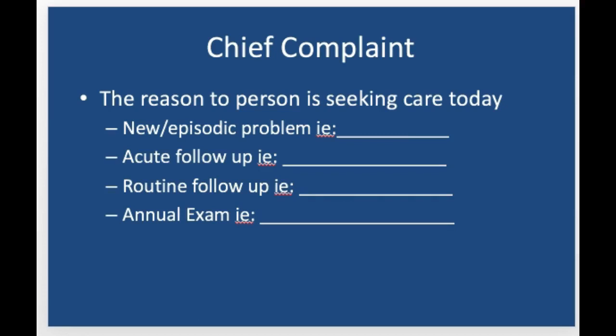The next part of the pyramid is the chief complaint, and this is the reason the person is seeking care today, the reason they're in the clinic today, or the reason you are involved with the patient's care today. So sometimes it's a new or episodic problem, like sore throat, cough, congestion. Sometimes it's an acute follow-up. So let's say the patient had pneumonia and you saw them last week, and you're seeing them today for follow-up pneumonia to make sure that it's resolved, to make sure their WBCs are improved, that they're breathing better.